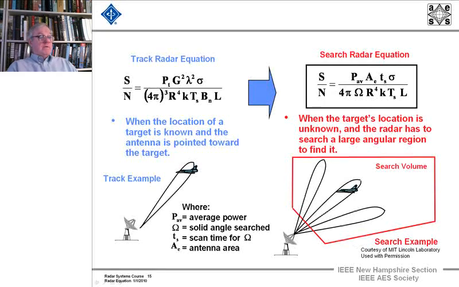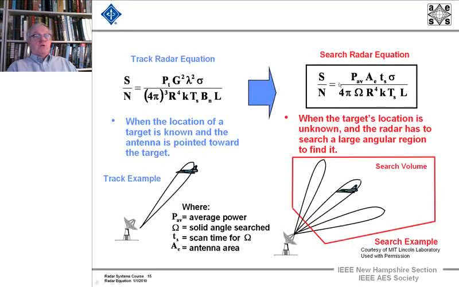And you can, if you change, we've defined these earlier, the relationship between the peak and the average power. If the average power is P sub AV, the solid angle searched is omega, and T sub S is the scan time for searching that solid angle, and A sub B is the antenna effective area, then we can transform this equation into the search radar equation. And it's a useful thing. Students taking this course in diligence should just derive this equation using these definitions. They should derive this equation from this one using these definitions.